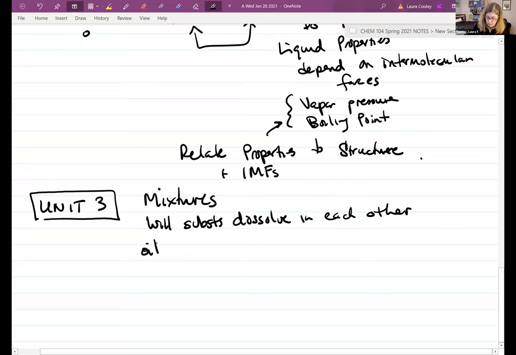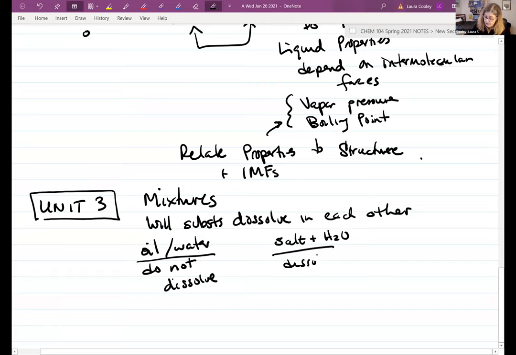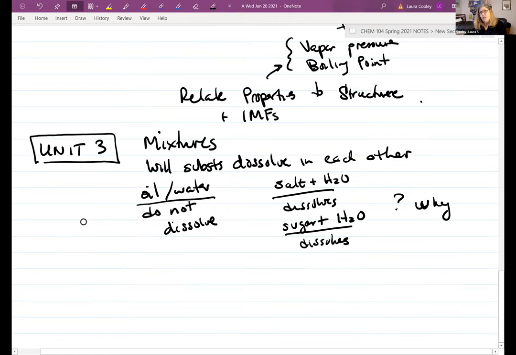You know that, for example, oil and water do not dissolve, right? When you make salad dressing, you shake it up and it might form an emulsion, but it doesn't form a solution. But if you took salt and water, that definitely dissolves. And so does sugar. Now, sugar and salt are very, very different, but they both dissolve in water. So why is that? Why do some things dissolve in each other and some don't? And again, this has to do with intermolecular forces.